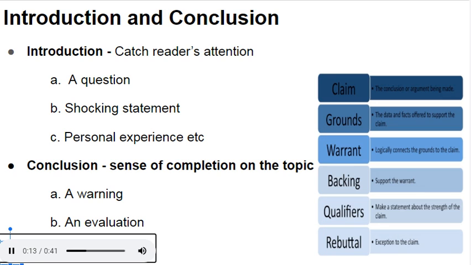For that, you can start your paragraph or introduce your article with a question or some shocking statement, or maybe you can tell people some personal experience related to your topic. Now your conclusion should give a complete sense to your topic, a complete ending to your subject. It could end with a warning, or maybe an evaluation, or maybe some opinion or a statement.